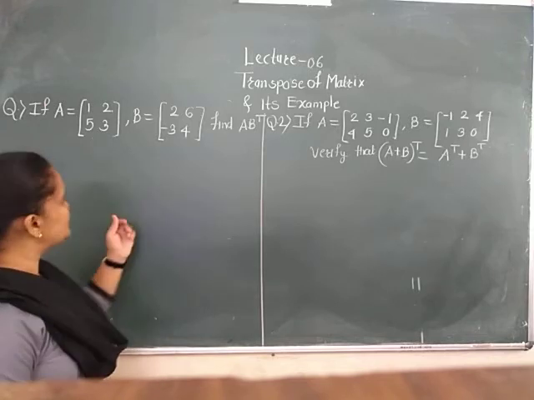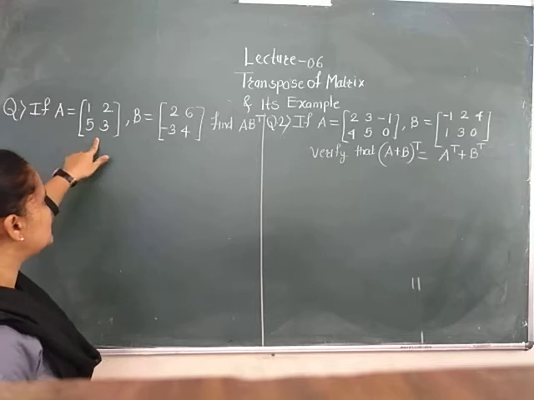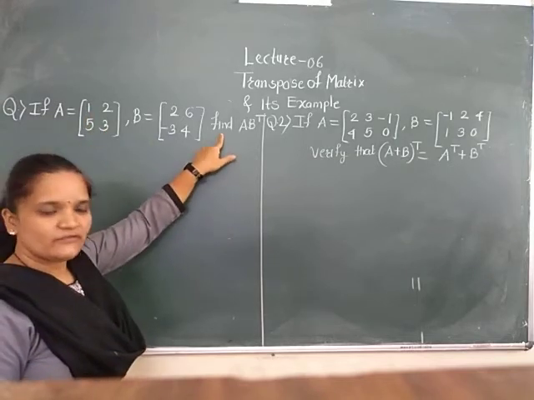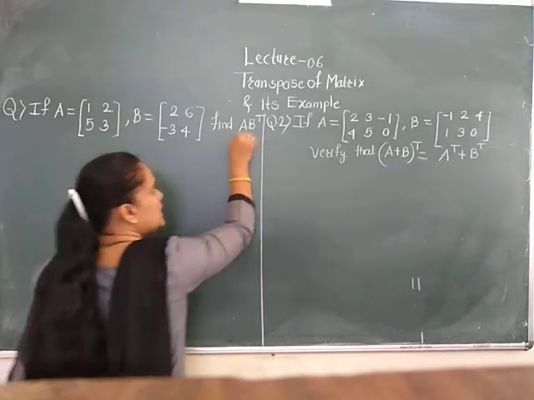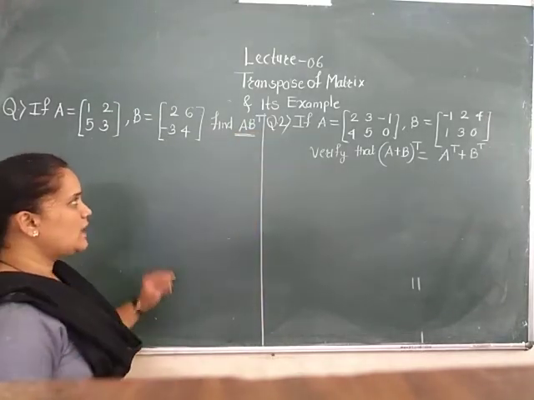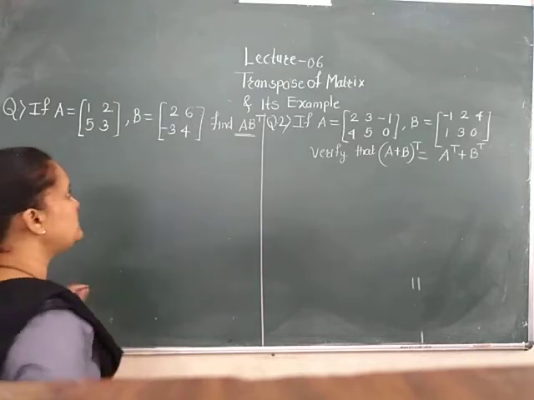We will solve this question. First question here is: A is equal to this 2 by 2 matrix, 1, 2, 5, 3, and B is given to us, and we are asked to find out (AB) transpose. So first of all, we have to take the multiplication of A and B. So we will start with the multiplication here.